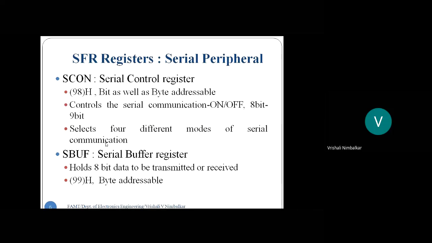Like in case of timers, we had mode 0, mode 1, mode 2, mode 3, 13-bit timer, 16-bit timer counter. Similarly, we are going to have 4 different operating modes of serial communication. So we are going to see the control word in detail. SCON is the only control word for serial communication. And see into that buffer register, it's meant for storing data.